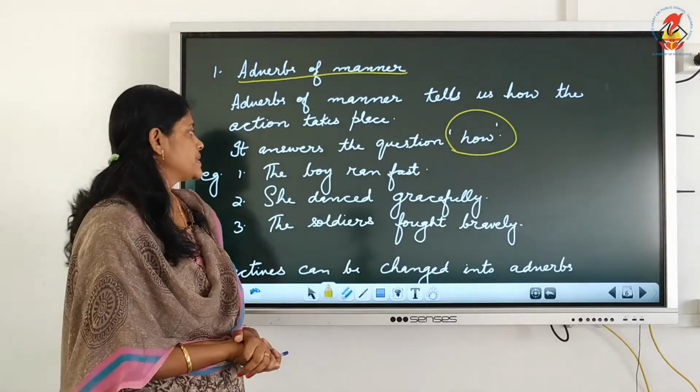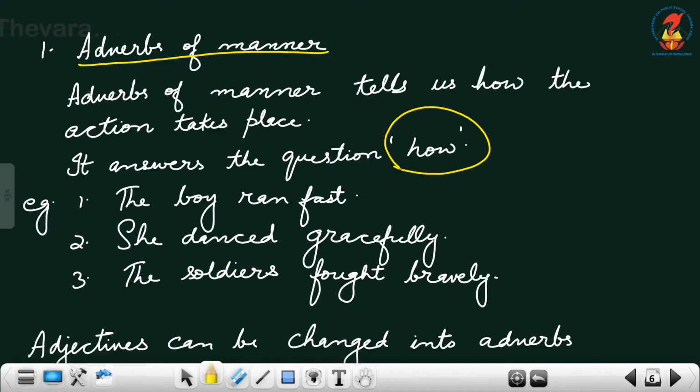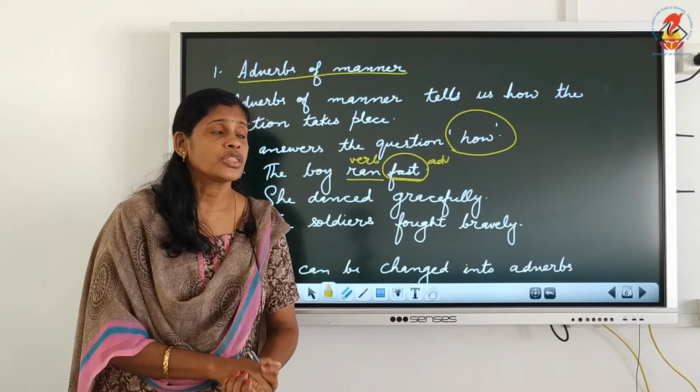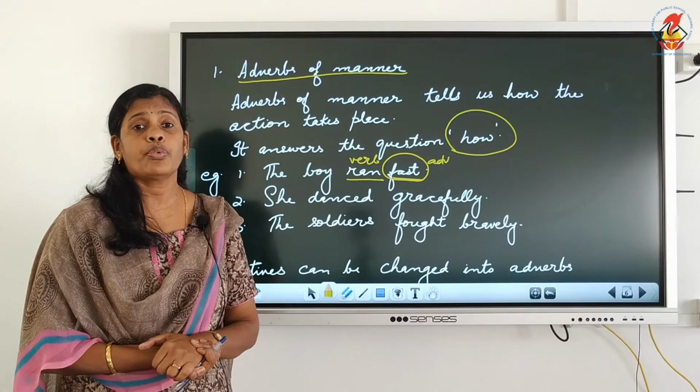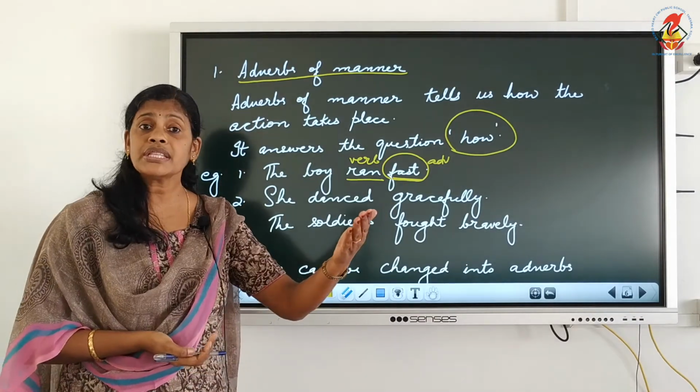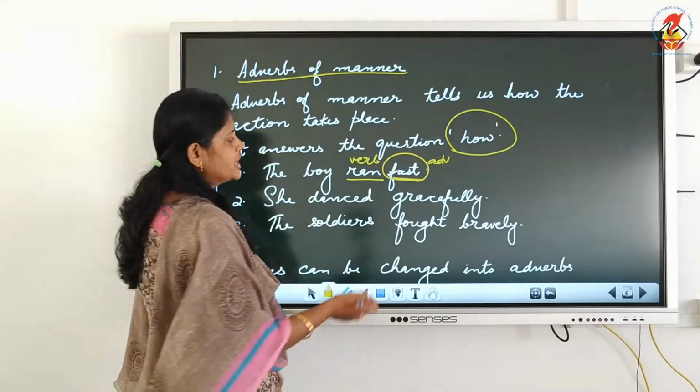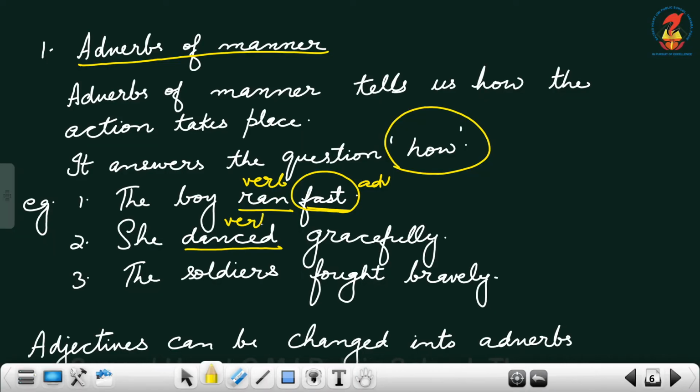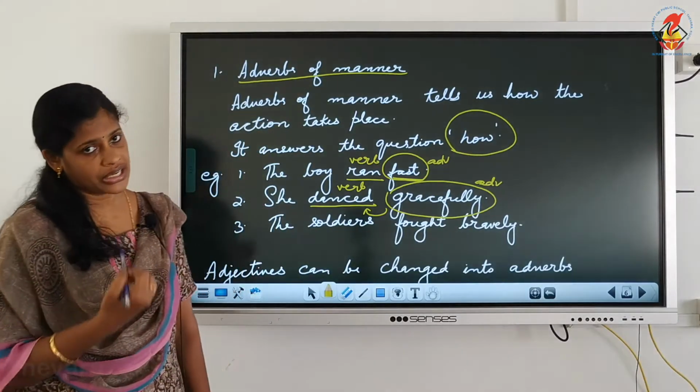Let's see some examples. The boy ran fast. This is the verb. How did he run? Fast. So this is the adverb. How did the boy run? Fast. The boy ran slowly, you can say. The boy ran quite fast, you can say. The boy ran hurriedly, you can say. The next example, she danced gracefully. This is the verb. And how did she dance? Gracefully. So this word is the adverb. It is describing this verb. How did she dance? Gracefully.